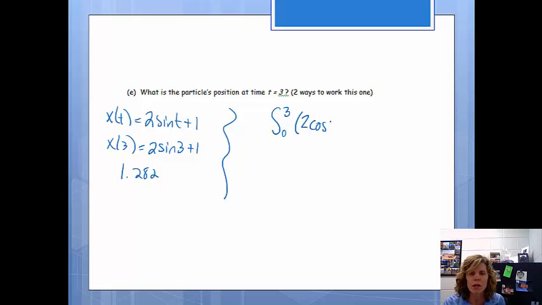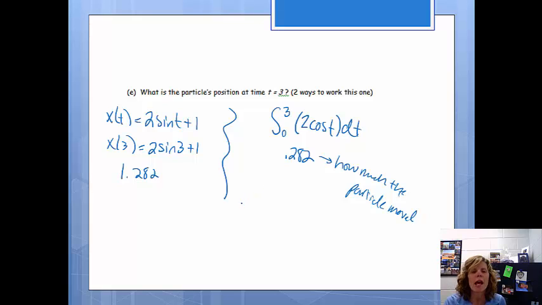I'm not going to take the absolute value, because what we're concerned about in this one is whether it's moving to the left or the right. So when we get that, we're going to get 0.282. So notice our answers are similar here. If I want to know the particle's position at time t equals 3, we have to remember this is going to be how much the particle moved. But keep in mind, where did the particle start? The particle started at x equals 1. So to get the position, we're going to take 1 plus 0.282, which gives us 1.